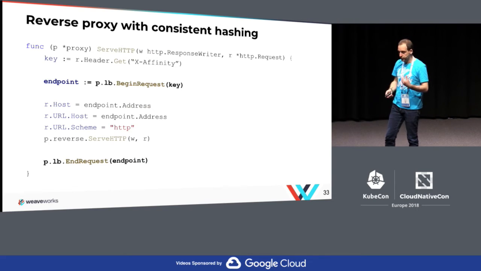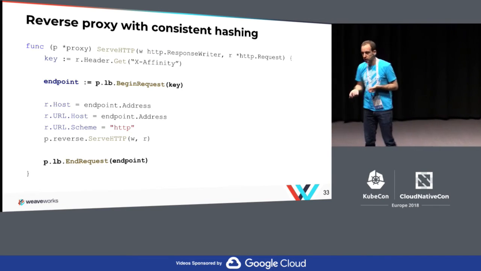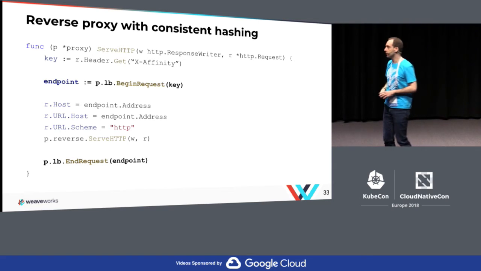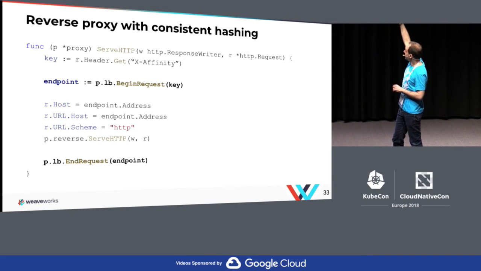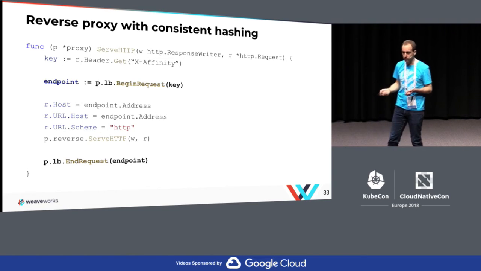And then the reverse proxy proper is based on the Go standard library reverse proxy. You can see that first it looks at a header that contains the key that is the basis of your consistent hashing. It gets the endpoint for that key. It redirects the request to the right endpoint. And at the end, it calls end request to decrease the load.